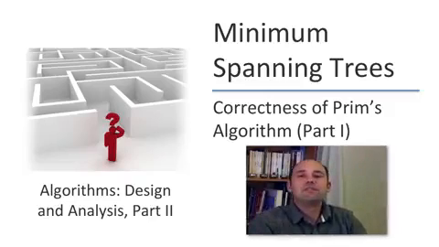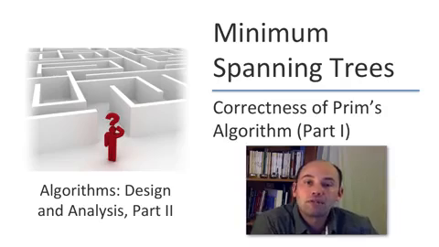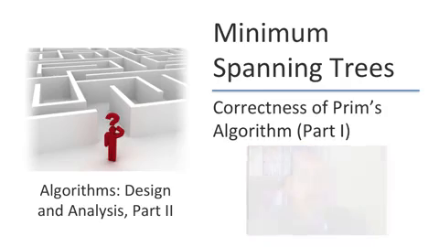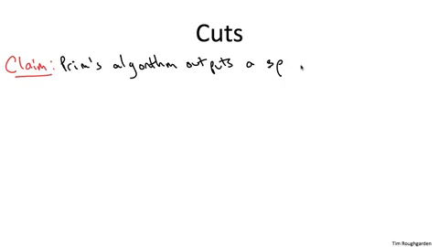Okay, so in this video, we're going to begin our discussion about why Prim's algorithm is correct, why it always, for every connected graph, outputs a minimum spanning tree of that graph. For this video, we're going to content ourselves with a much more modest goal. We're only going to prove, for now, that Prim's algorithm outputs a spanning tree. We're not going to make any claims yet about optimality.